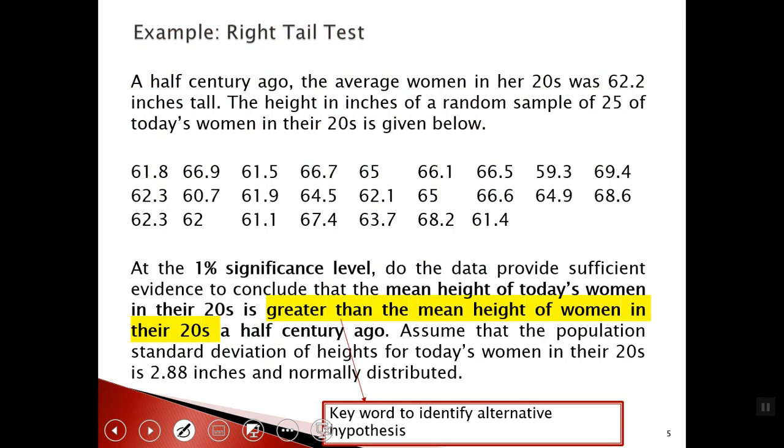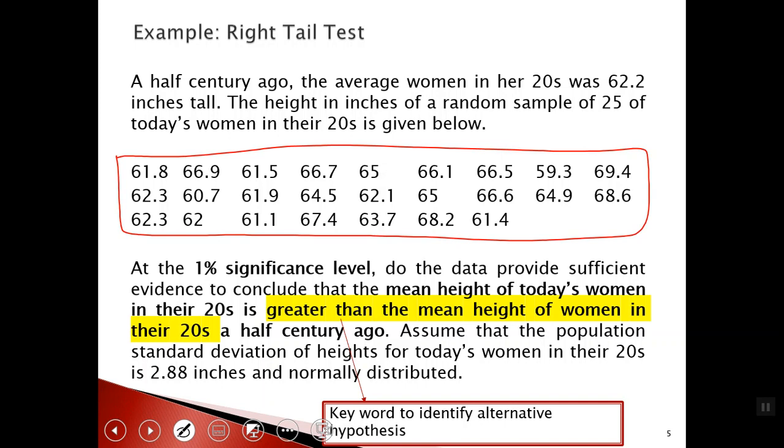In the first example, they have given a data set something like this, and they will give all the necessary information. When you are reading this question, you have to track down what the necessary information is. See this, at the 1% significance level, they have given alpha. So what they need to find: the mean height of today's women in their 20s is greater than the mean height of women in their 20s. This is the keyword.